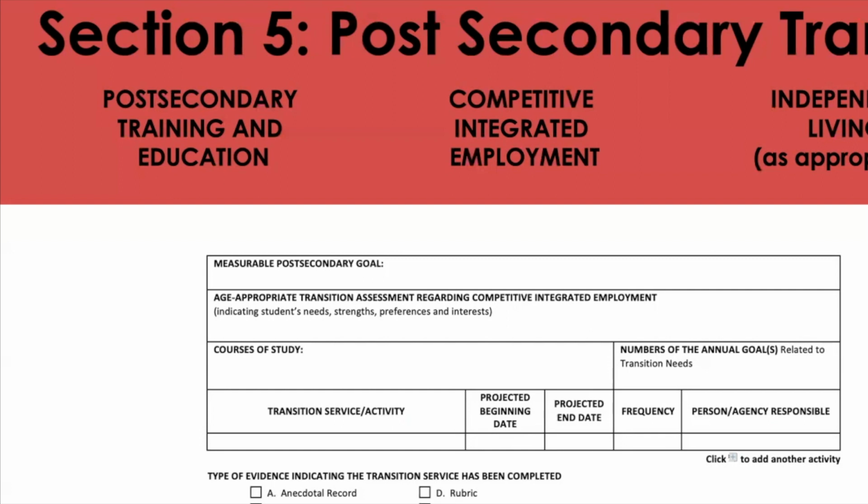So post-secondary transition, section 5, must be completed for all students who are going to be 14 or older during the life of the IEP. So if you have a 13-year-old student who will be turning 14 before the expiration of this new IEP, number one, they should be invited to the meeting, and number two, they must have post-secondary transition goals. So you must make sure that you have both of those in place for any of your students who will be 14 or older in the life of the IEP.